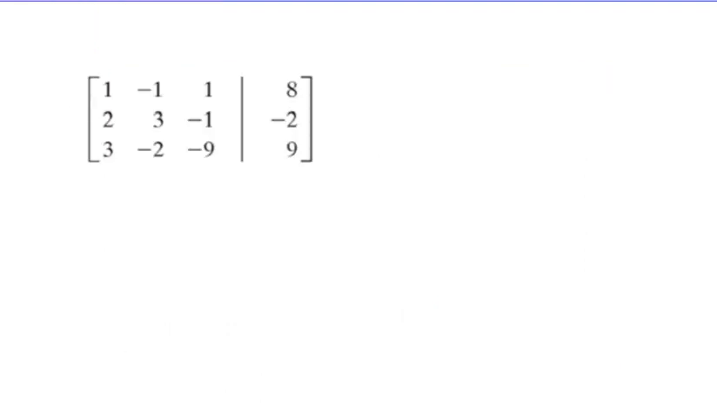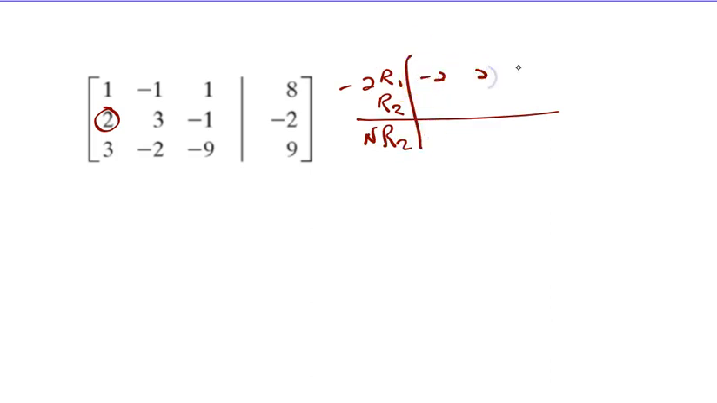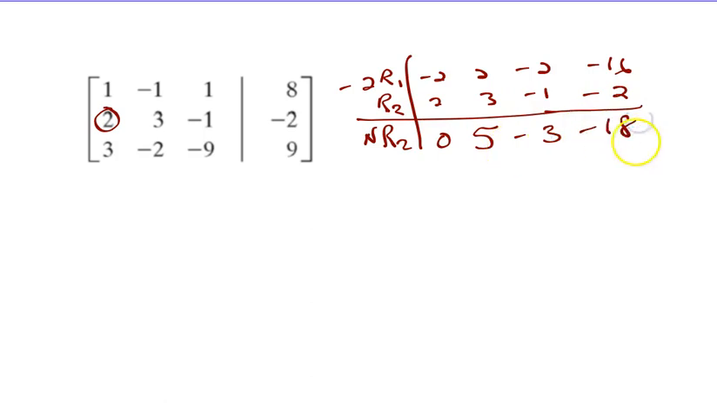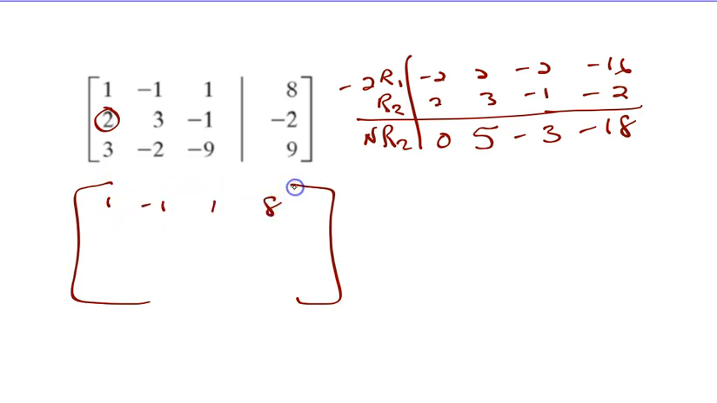But honestly, I would go to the calculator. But if you want to zero this guy out here, I'd multiply the top row by -2 and add it to row 2 to come up with a new row 2. So -2, 2, -2, -16. Row 2 is 2, 3, -1, -2. So my new row 2, 0, 5, -3, -18. I can't reduce that. So you can see the only row that changes is the row that I'm changing. So I don't do anything to row 1, but I did get a 0 where I wanted it.